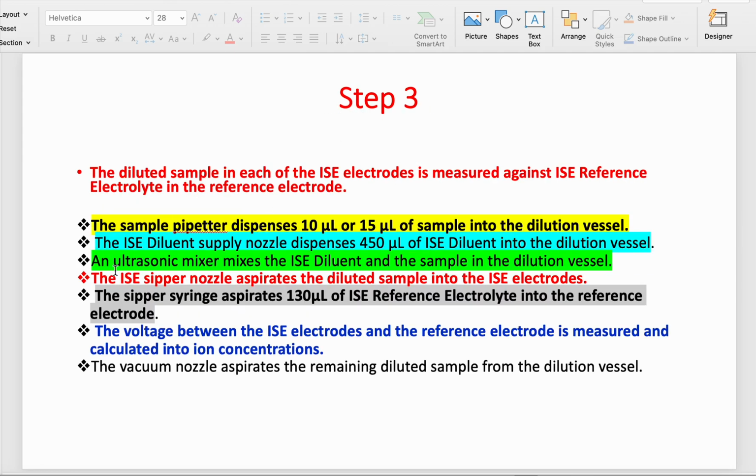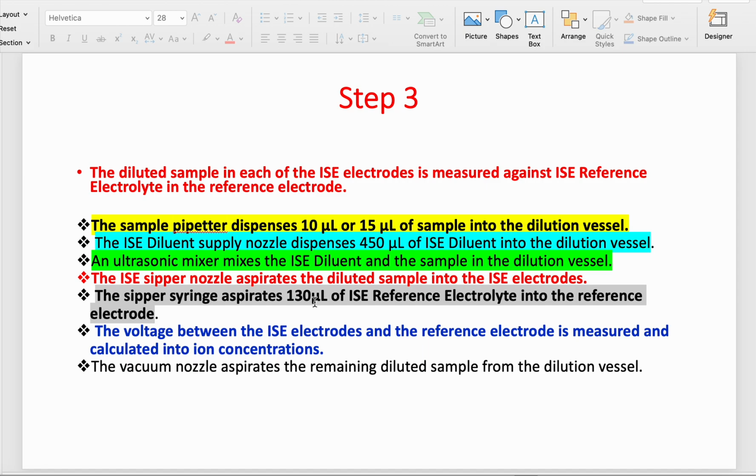step 3. So let us say it again. The sample nozzle dispenses 15 of sample into the dilution vessel. The ISE diluent supply nozzle dispenses 450 of diluent into the dilution vessel. They're both in, so 15 plus 450, or 10. Also, it's mixed, and then the zebra aspirates the diluted sample into the electrode. Then this is fed into the electrode.